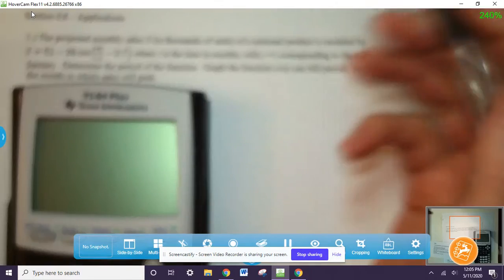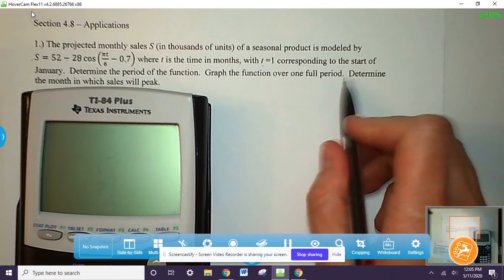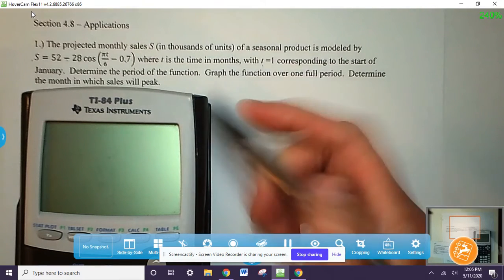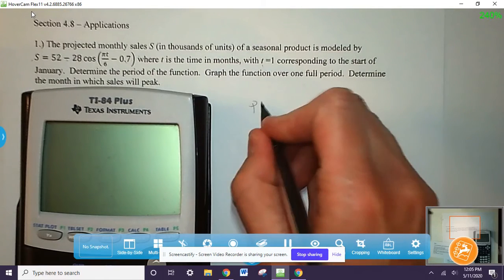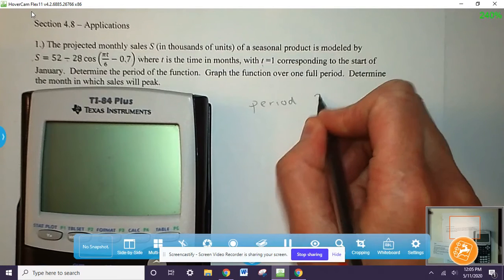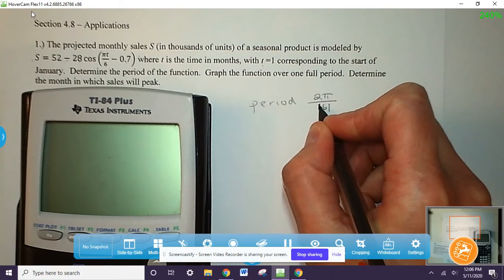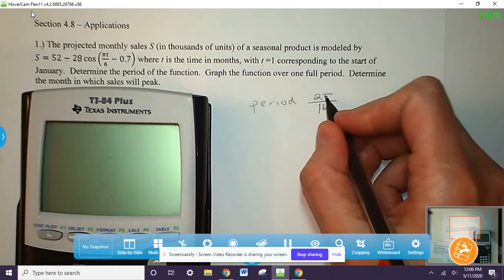So to go about addressing this question of determining the month in which sales will peak, we want to graph this function. Since this is periodic, let's find the period first. The period for sine or cosine is 2 pi over the absolute value of b. That's the period for sine, cosine, cosecant, and secant. If we were talking about tangent or cotangent, it would just be pi over b.